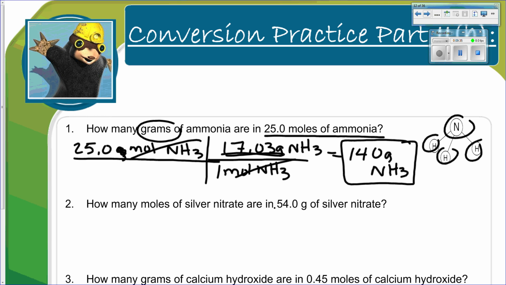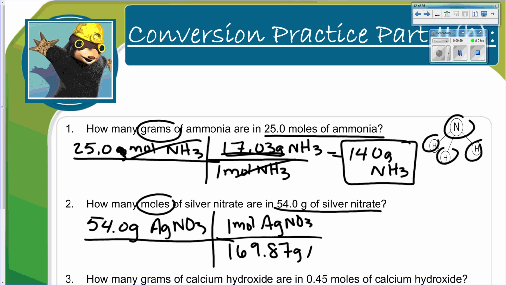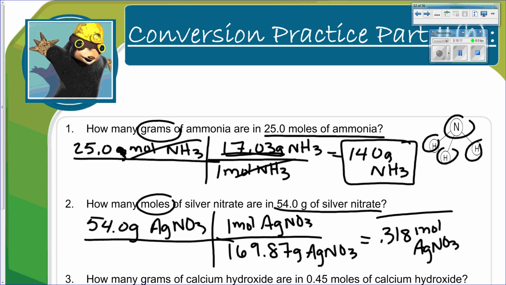In this one, you've got 54.0 grams of silver nitrate, and you're going to moles. So you've got 54.0 grams. And silver nitrate is going to be AgNO3, which you should know as well. Okay, and 1 mole of silver nitrate is going to be 169.87 grams of silver nitrate. And you should get, when you round to significant figures, 0.318 moles of silver nitrate.